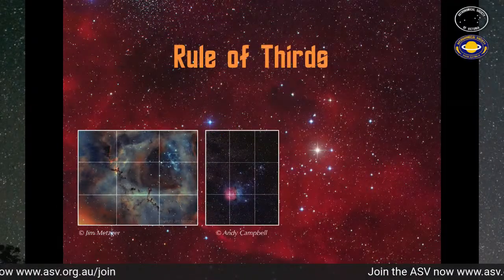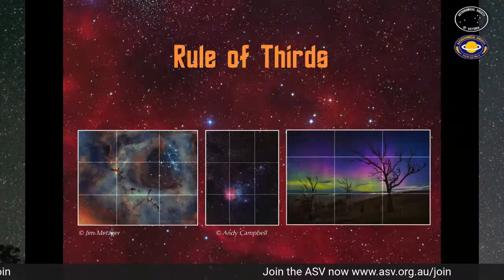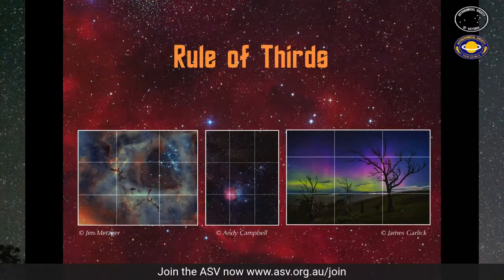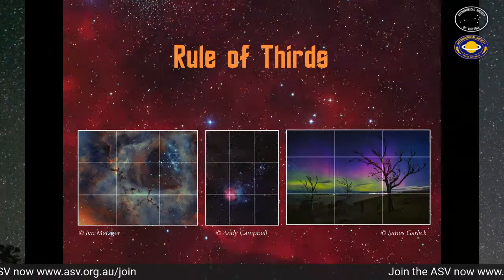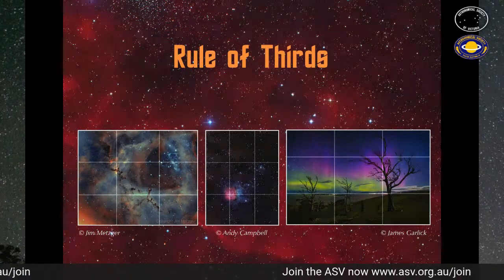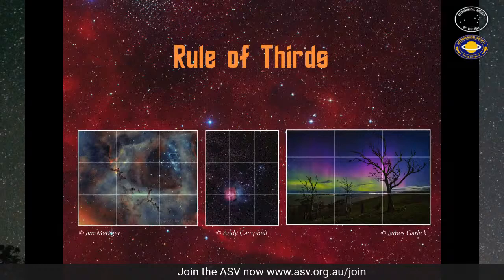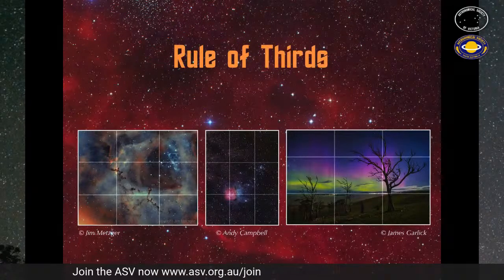We've already talked about this one. Well, how about this fabulous image by James Garlick? Now, James is from Tasmania, and he picked up a Malin Award for this beautiful image of the Southern Aurora, perfectly framed using the rule of thirds.